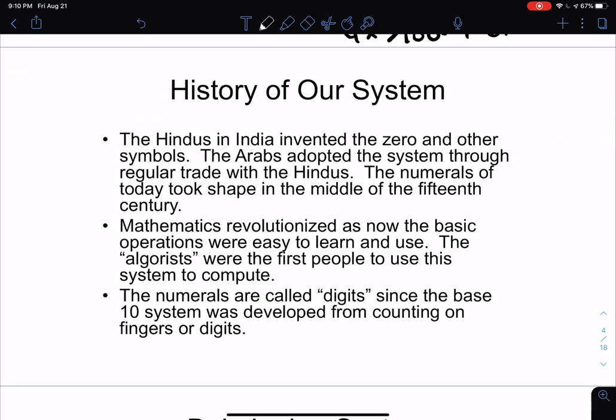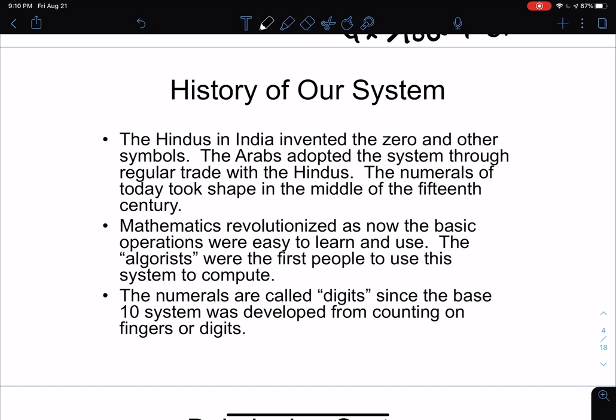And to show you a little bit of history, the Hindus in India invented the 0 and other symbols, while the Arabs adopted the system as they were trading with the Hindus. So hence, that's why it's called the Hindu-Arabic system. The numerals of today took shape in the middle of the 15th century. So the numerals didn't always look the way they do now.